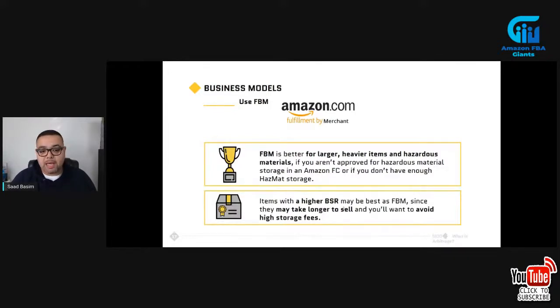Also, items with a higher BSR may be best as FBM since they take longer to sell, and you will want to avoid high storage fees. If you send those products to Amazon and they take longer to sell, you don't want to be charged storage fees. So by having them at home, you will avoid that, and you will save more money.